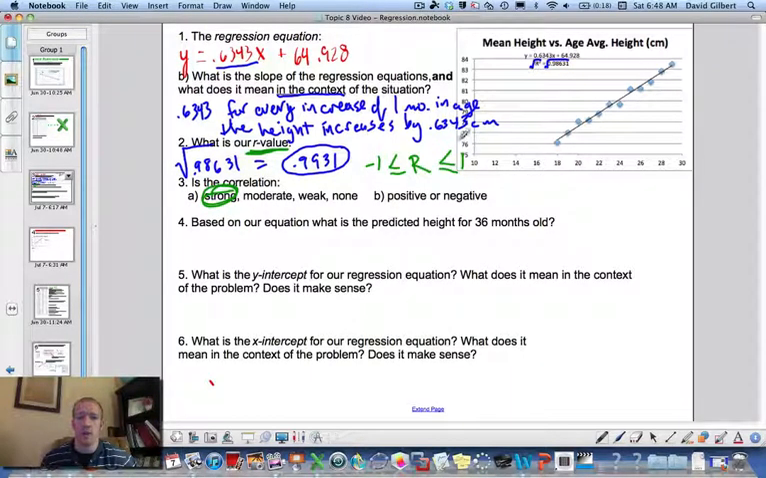And it's positive because see how that's a positive number here. Now actually this will always be a positive number because we're taking a square root here. So it's positive because our slope is positive.